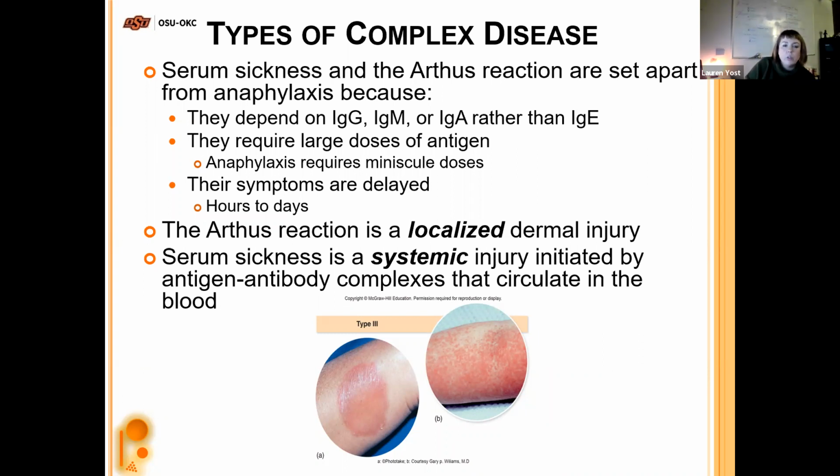If I were to ask you which one was localized, that is the Arthus reaction, and the serum sickness is systemic. It smells like barbecue. It's weird. I don't know. Probably out in the office.